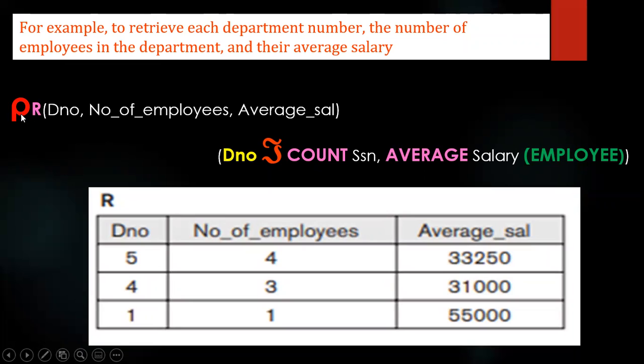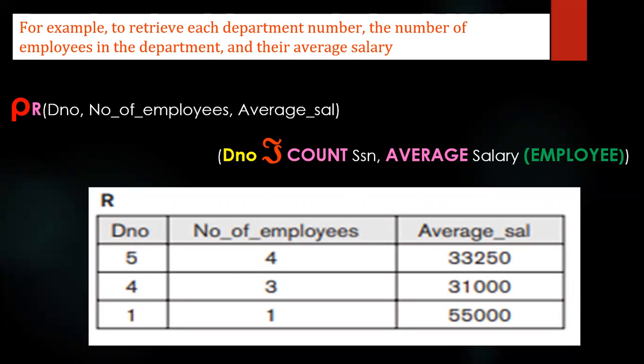Using the rename operator, we have renamed the employee table name to table R. The table name is replaced by R. Employee becomes R. Dnum is the same. The second column, count_SSN, is renamed to number of employees. The third column should be average_salary, but this has been replaced by average_sal.